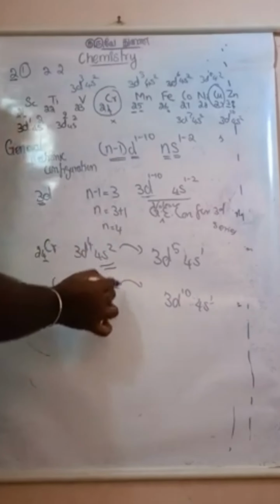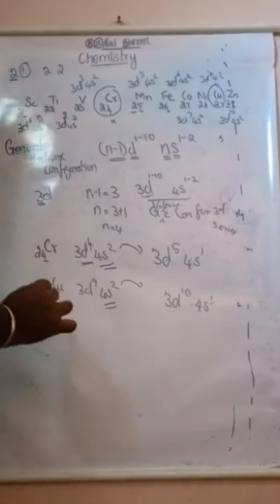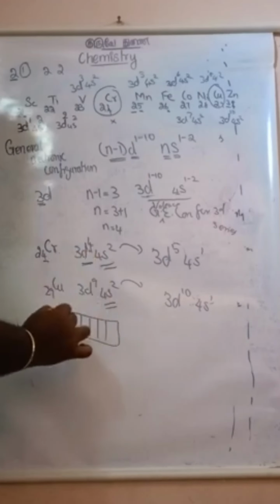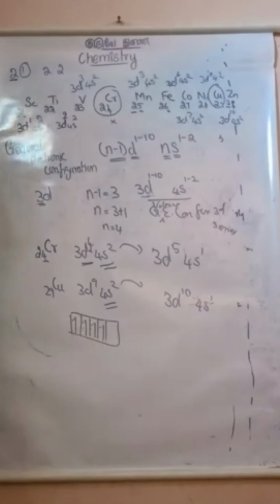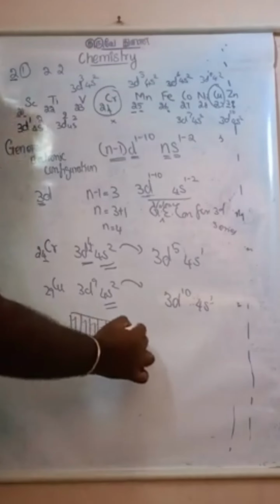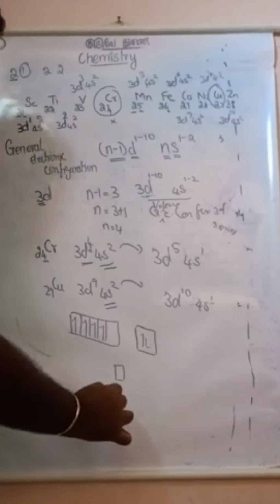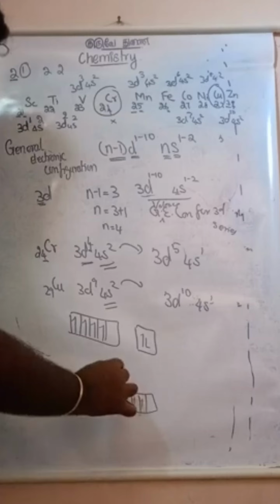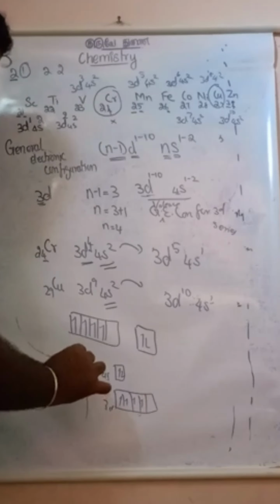Here 4s is completely filled. Here also 4s is completely filled. But 3d has 4 electrons. We know 3d has 5 orbitals, and here it has 4 electrons. On following the Aufbau principle, this will be the box diagram for chromium: 3d4, and 4s will have 2 electrons. Actually this is wrong. We are supposed to write 4s in higher energy and 3d in lower energy. This should be the correct box diagram for chromium: 1, 2, 3, 4 here, and 1, 2 here. 4s, 3d: energy increases in this order.